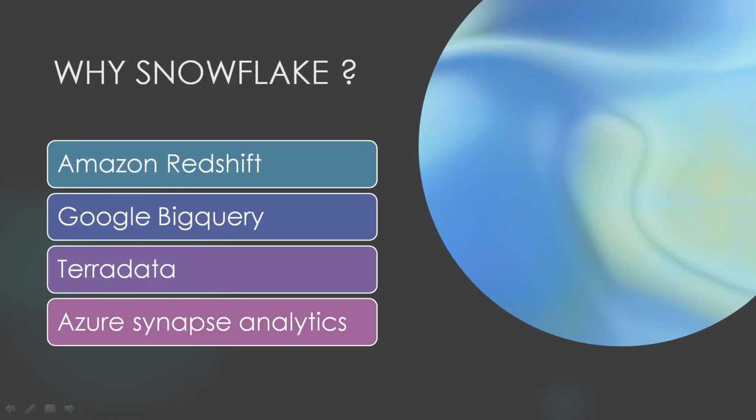Next. Okay, we have on-prem data warehouses and cloud data warehouses. I said that it is better to go with the cloud data warehouses. Now, why the cloud data warehouse called Snowflake? We have lots of competitors for Snowflake: Amazon Redshift, Google BigQuery, Teradata, Azure Synapse. So why Snowflake?